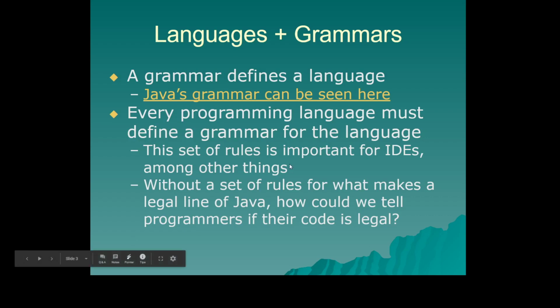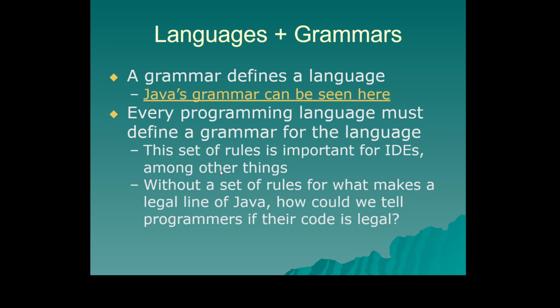So let's flip back to the slides real quick. If you're really interested, you can dive more into Java's grammar, but in particular, if you ever wanted to write a language or figure out how a language works, seeing and understanding grammars can be helpful. Every programming language that you create must define a grammar for it to be accepted and usable in any way, shape, or form, so that a set of rules can be created for IDEs. If you think about it, without a set of rules, what makes a legal line of Java? If there's no rule for that, how can we tell if code is legal? How could we even create a compiler to parse the code and do what it's supposed to do?